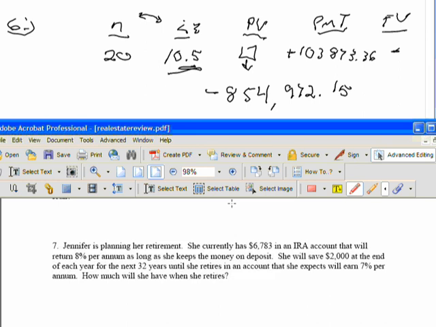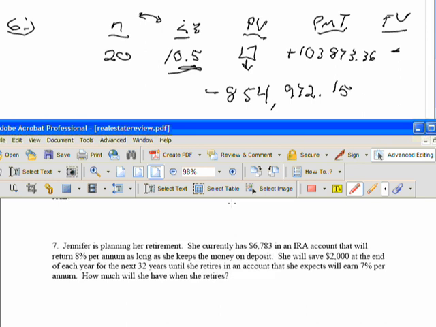money on deposit. She will save $2,000 at the end of the year for each year for the next 32 years until she retires into an account that she expects will earn 7% per annum. How much will she have when she retires? Okay, so she's retiring in 32 years. And these are really 2 accounts that she has, or we can think of them as 2 accounts, right? She currently has today $6,783 in this account earning 8%. So what we simply want to do is calculate the future value of a lump sum with that component or that piece.